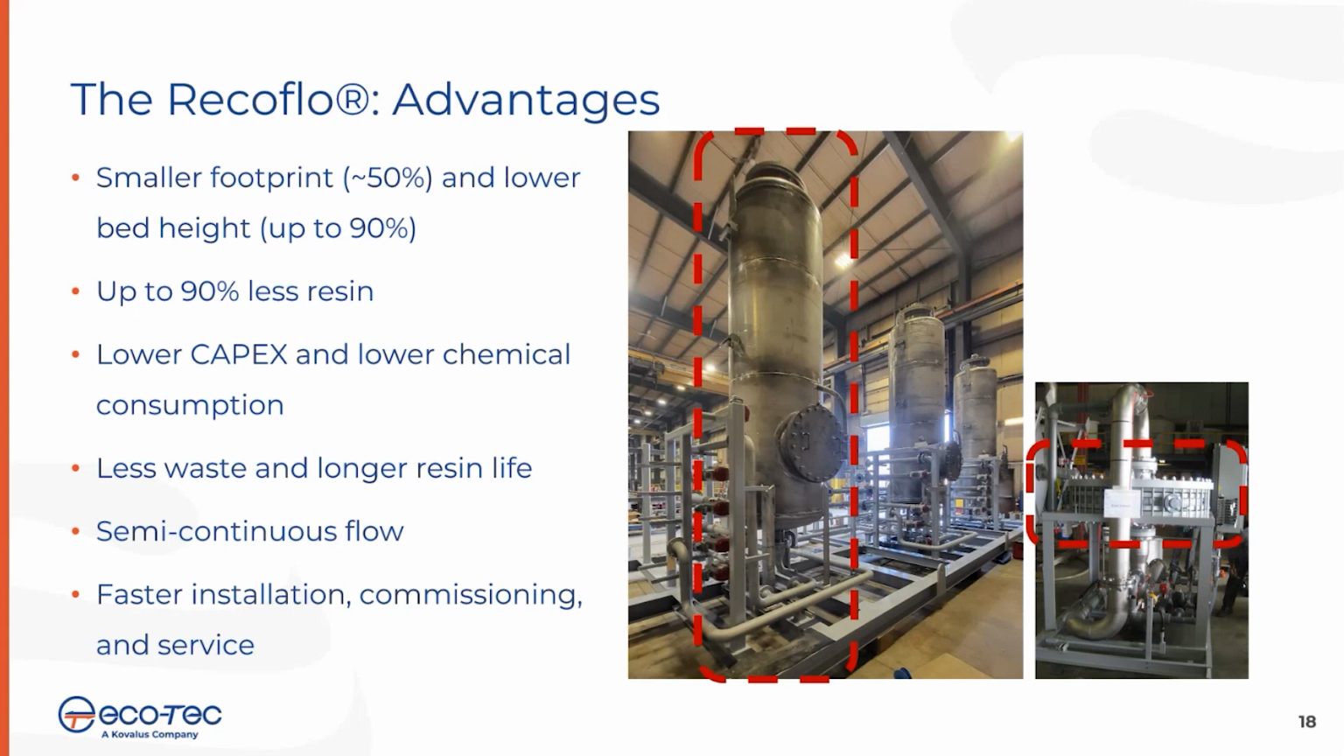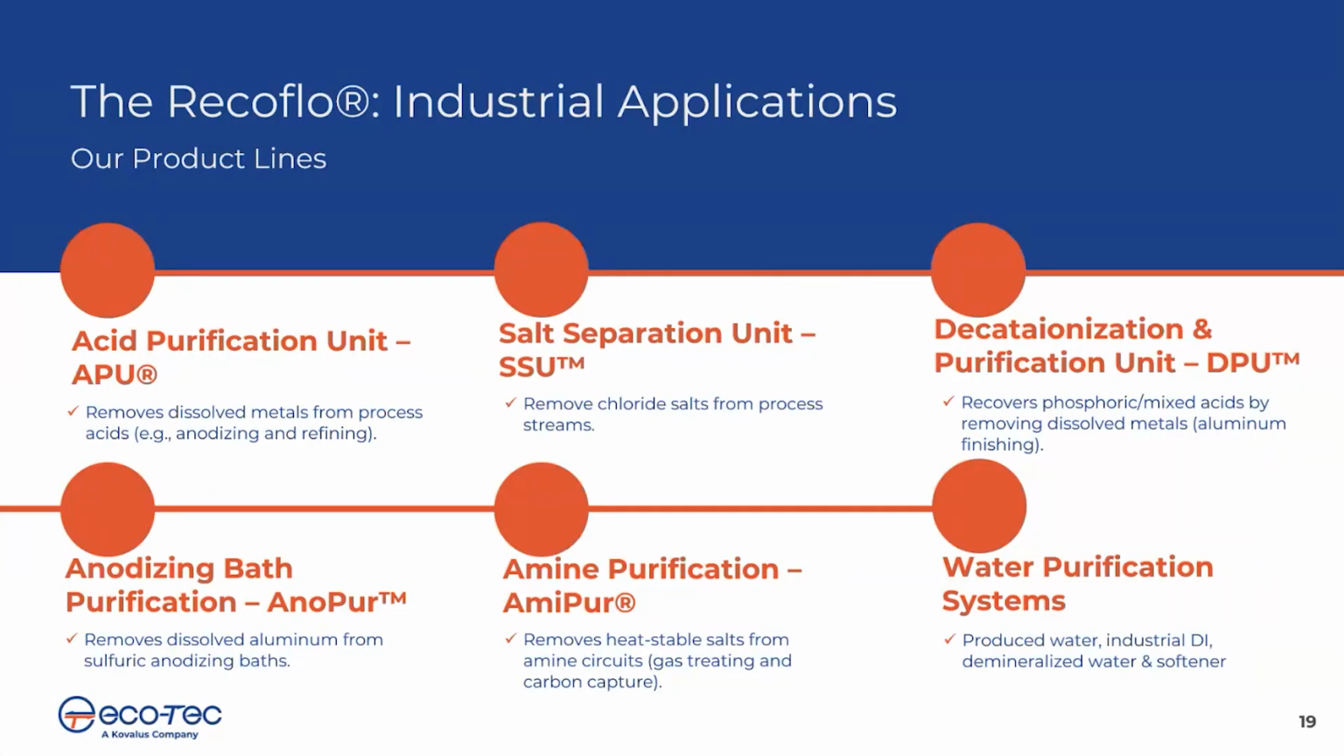The next question is where this platform is applied. Recoflo technology is applied across proven unit operations. For example, the acid purification unit, or APU, is used to remove dissolved metals from processed acid to maintain low contaminant levels, commonly in areas like anodizing and refining. The salt separation unit, SSU, uses a specialized resin with a high affinity for chloride to separate salts and lower contaminant levels in industrial operations.